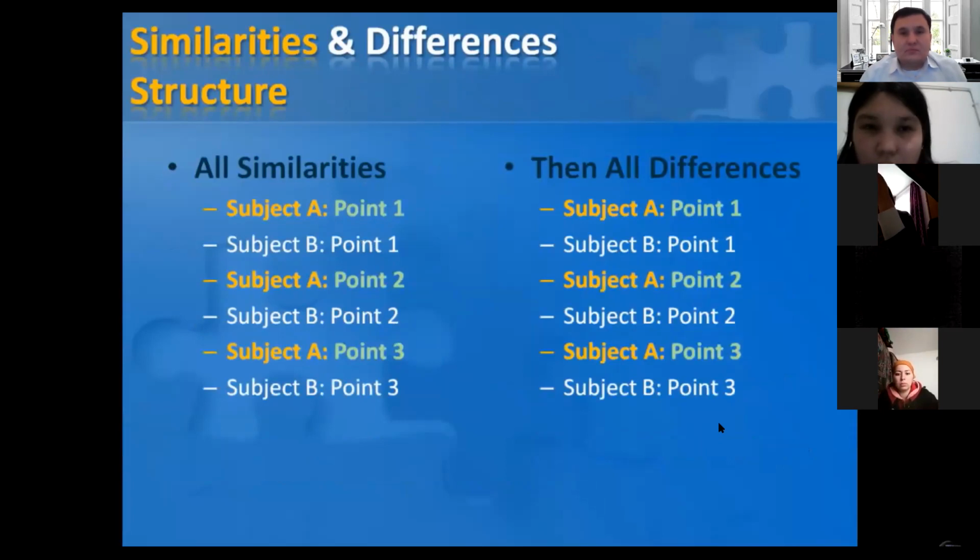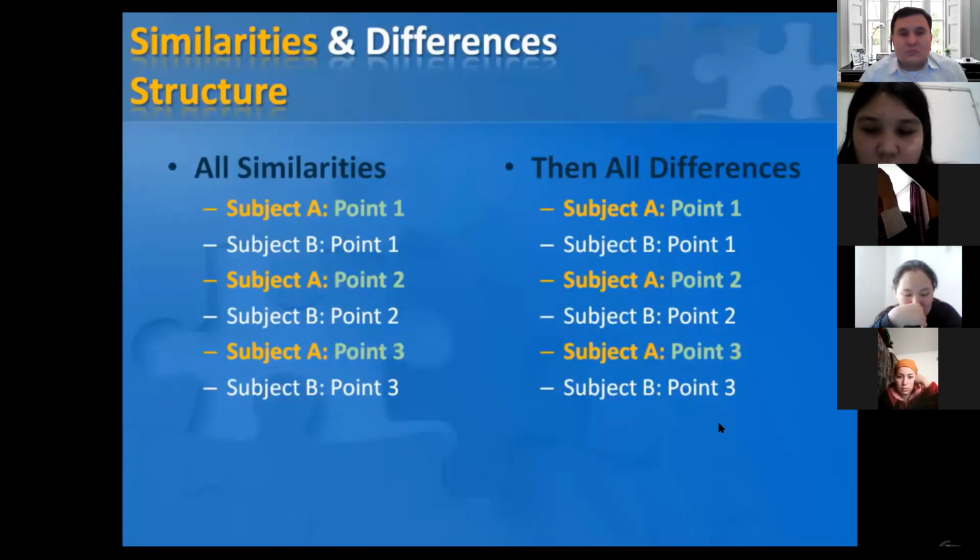You might want to talk about all of the similarities between subject A and subject B. Then you might want to talk about all of the differences between subject A and subject B. Depending on what your topic is, it might be a little easier to organize your points according to all of the similarities and then all of the differences. So again, your topic will help you decide which organizational structure to use. And again, it is absolutely essential for you to get this clear on the front end before you just jump into trying to write a comparison and contrast essay.